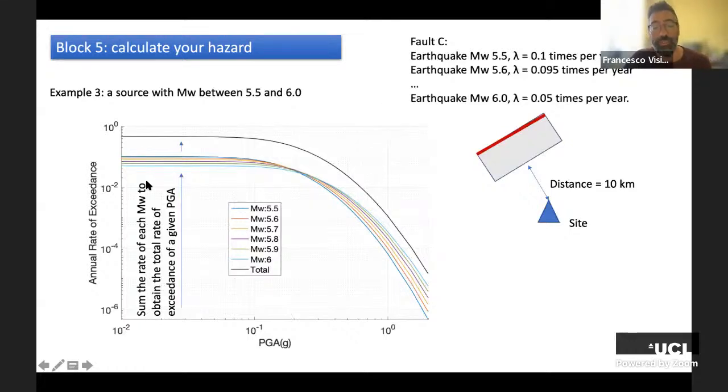But at the end, what is important is that we obtain a hazard curve for each of these magnitudes. And the total hazard is once again given by the sum of the annual rates of exceedance of magnitudes 1, 2, 3, 4, 5, 6. We sum the annual rates of exceedance of the six magnitudes to obtain the total hazard.